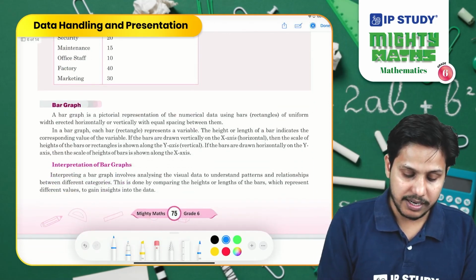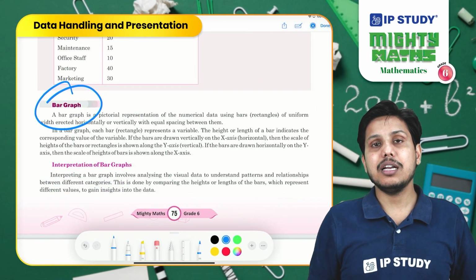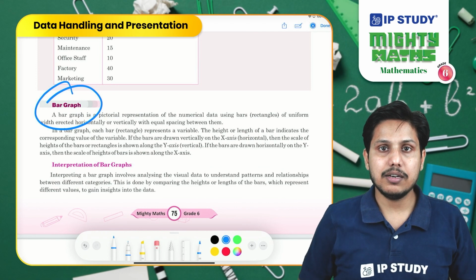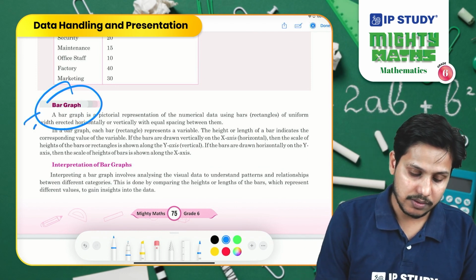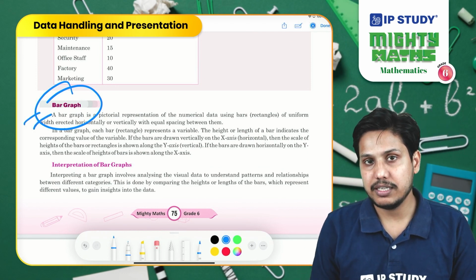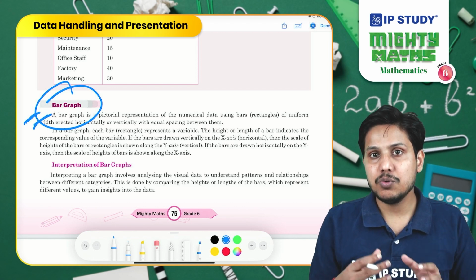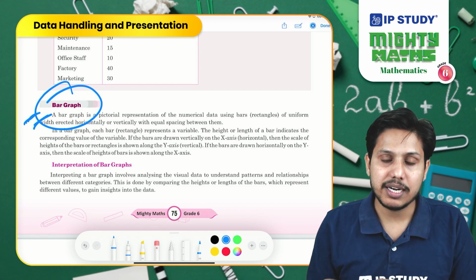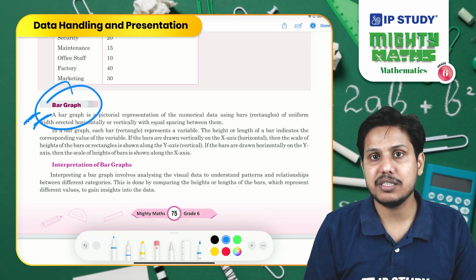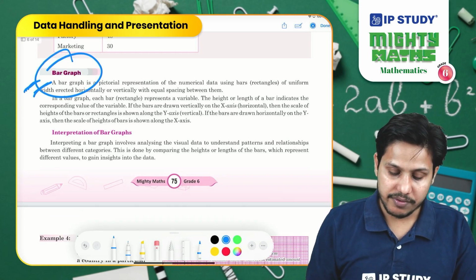Now next is the bar graph. There is another method to represent data in data handling, or we can say in our data representation cases. The data can be represented using bar graphs, in which we use rectangular bars to represent the data, and the height of the bars represents the value of the given quantity.